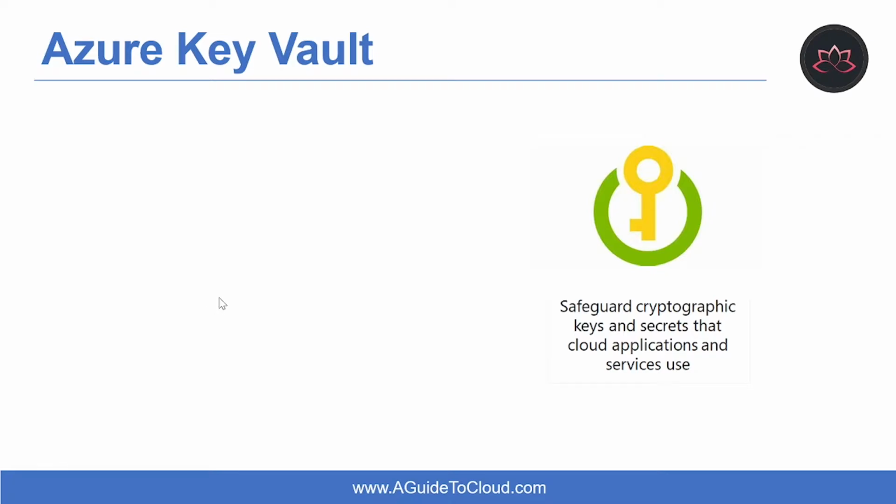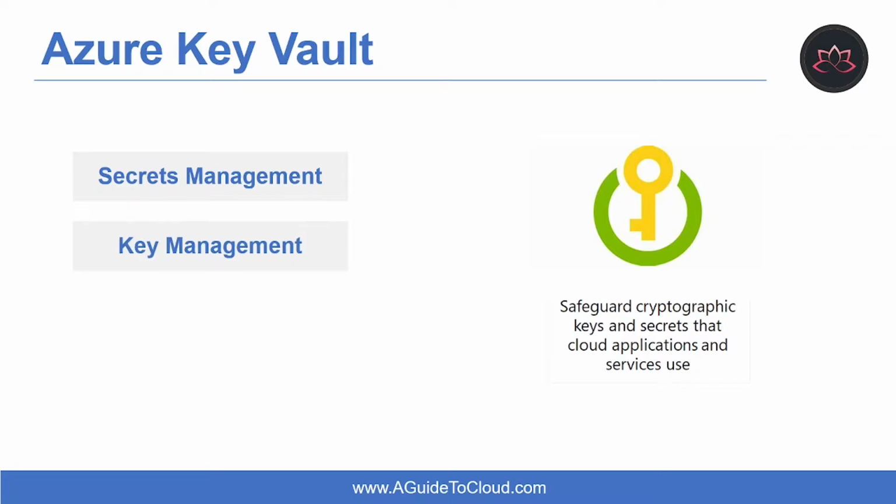So let's have a look at some of the issues Key Vault helps us resolve. The first one is secrets management. You can use Azure Key Vault to securely store and tightly control access to tokens, passwords, certificates, API keys, and other secrets. The second issue Key Vault tries to resolve is key management. You can use Key Vault as a key management solution, making it easier to create and control the encryption keys used to encrypt your data.